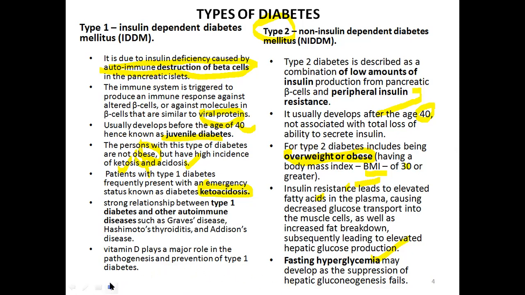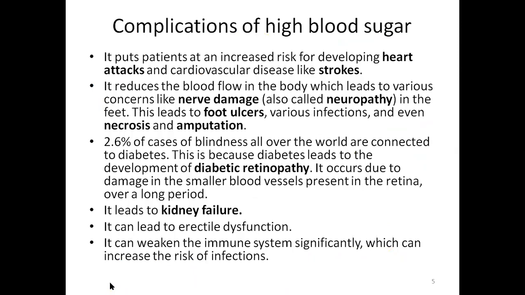So that is regarding type 1 and type 2 diabetes. Now, what happens when there is a very high blood sugar level? What is the problem the body is going to face when there are very high levels of blood sugar? Very high levels of blood sugar can result in heart attack and cardiovascular diseases like strokes. It may also damage the nerves in the legs, resulting in what is known as neuropathy in the feet. This problem leads to foot ulcers, various other infections, and even necrosis and amputations. So these are very serious complications of diabetes mellitus.